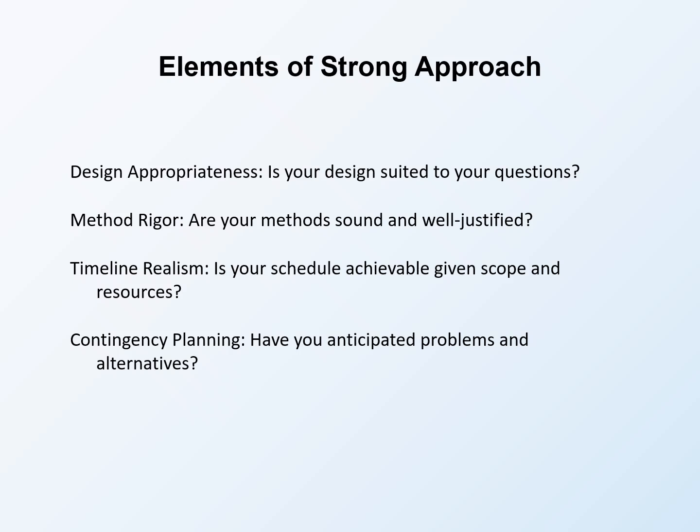Contingency planning shows you have anticipated what might go wrong and have alternatives ready. Research rarely proceeds exactly as planned. Demonstrating awareness of potential problems and preparation to address them shows sophisticated planning and reduces perceived risk.